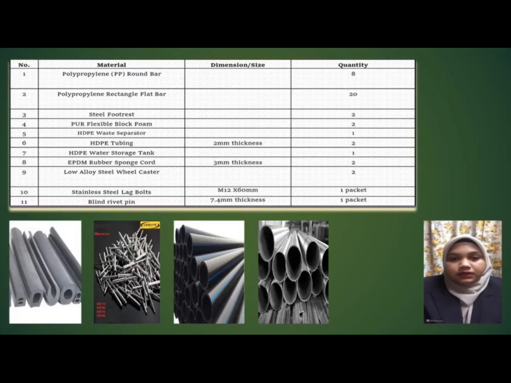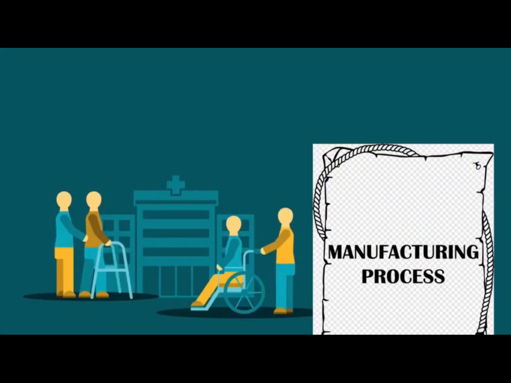This is the bill of material for the reconfigurable toilet chair. The material polypropylene is used to make the part bar and rectangular flat bar. The quantity used is 8. The material HDPE is used for the water storage tank, tubing, and waste separator. This is an example of the material that we use.